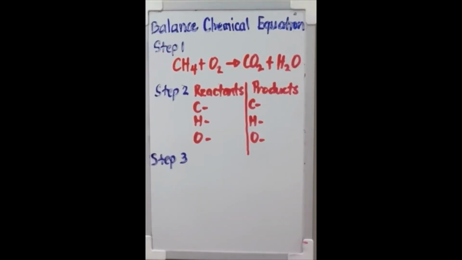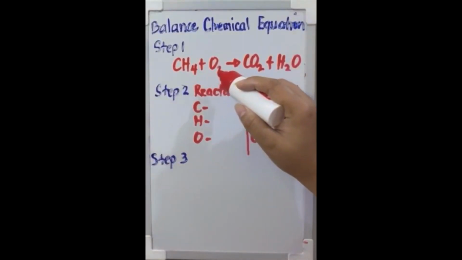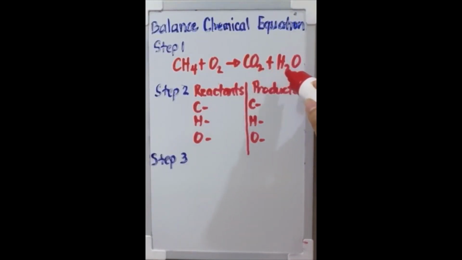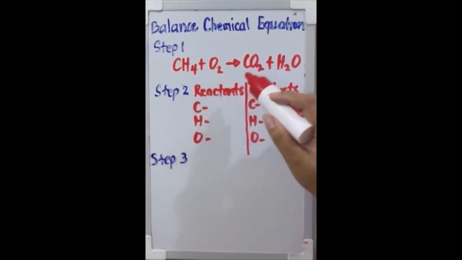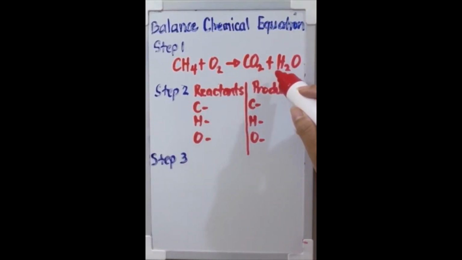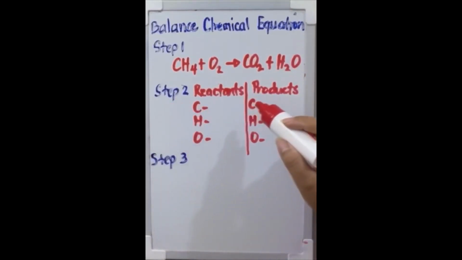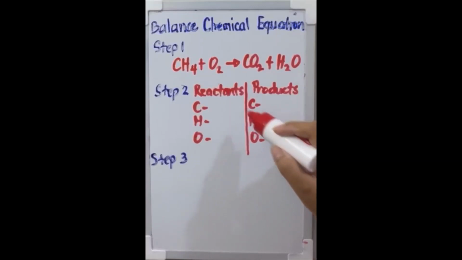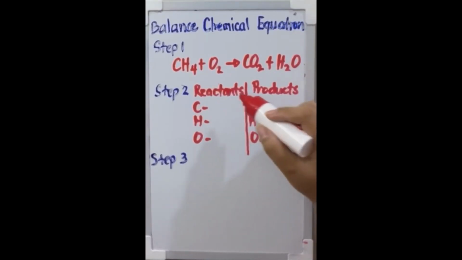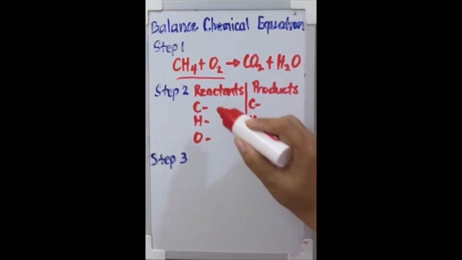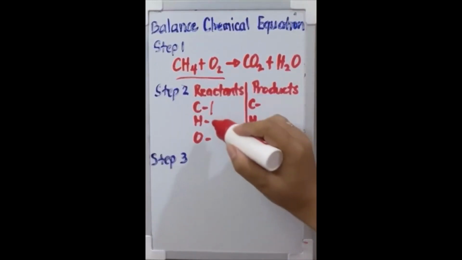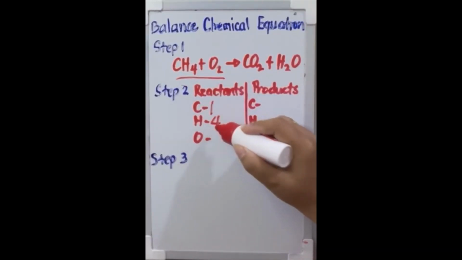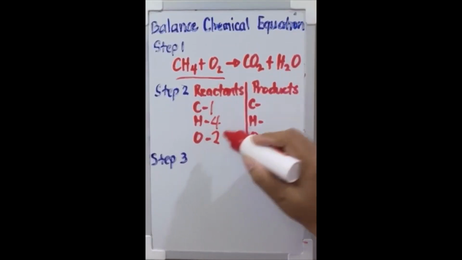Let's have another example in balancing a chemical equation. For step 1, we have the equation CH4 plus O2 yields CO2 plus H2O. This is methane undergoing combustion in the presence of oxygen, which produces carbon dioxide and water. For step 2, we count the number of atoms per element on both the reactants and the product side. Let's look at the reactant side first. For carbon, we have 1 since we don't have any subscript. For hydrogen, we have 4, and for oxygen, we have 2.